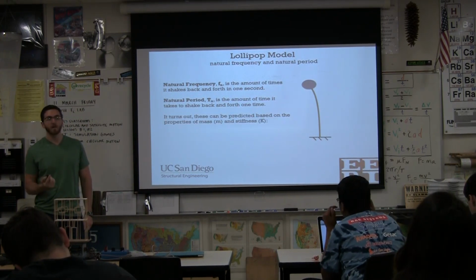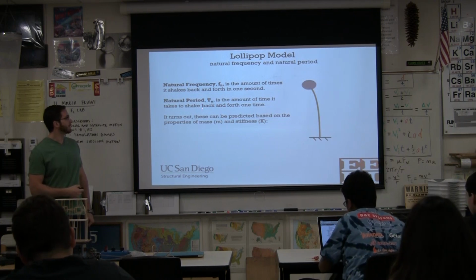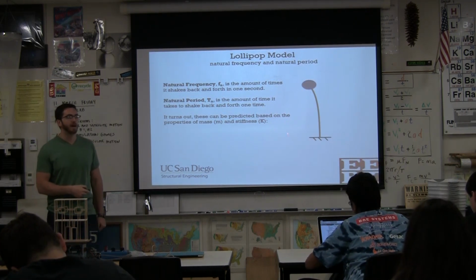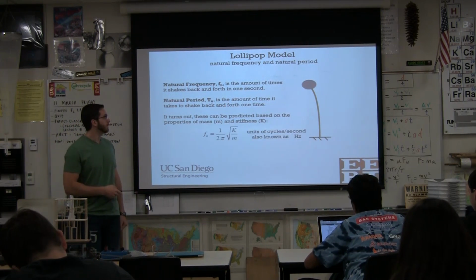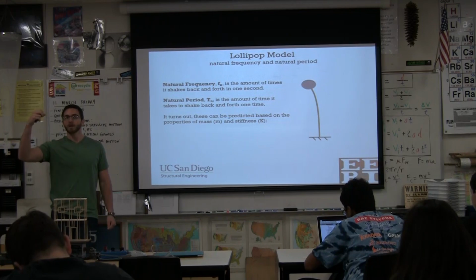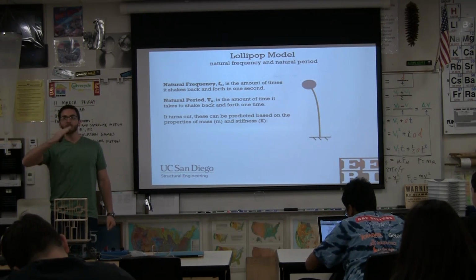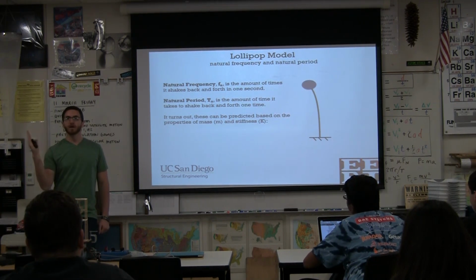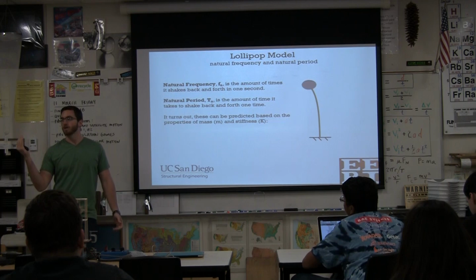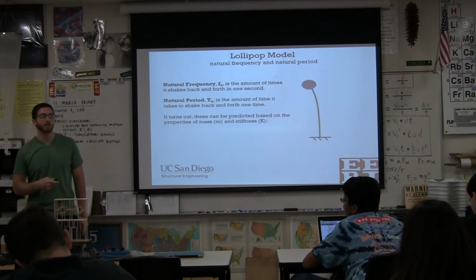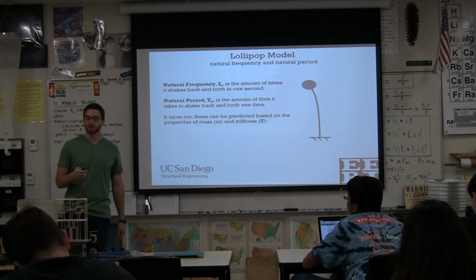It turns out that these two properties can be predicted based on the properties of mass and stiffness. You guys can probably imagine that, right? The taller lollipop, if I flicked it, do you think that it would go back faster or slower than a shorter lollipop? Most people are saying slower. You'll visualize that with something later if it hasn't made sense to you yet.